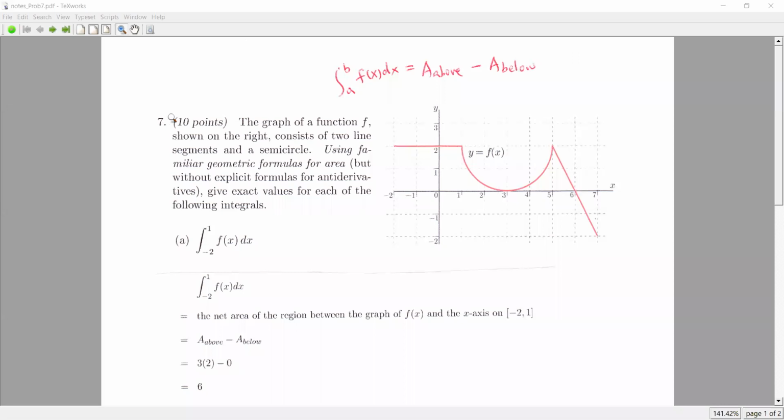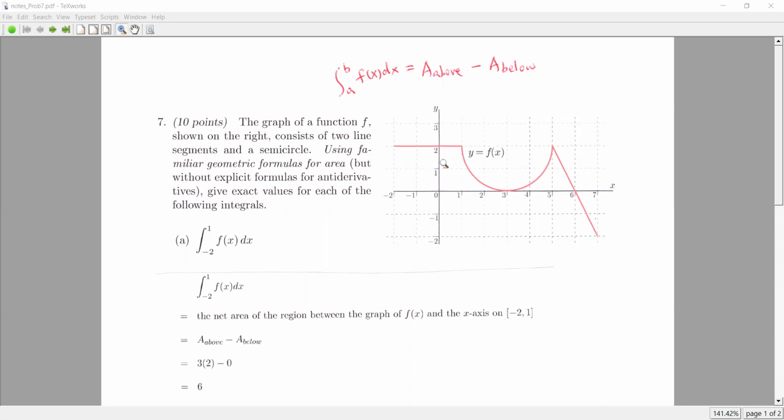Problem 7 has A, B, C, D, and E, 5 parts. Here I only present my solutions to part A and part B. Part A, find this integral. This integral is the integral from -2 to 1. This is the signed area of the region between the graph of the function and the x-axis and between -2 and 1. The region is this rectangle.